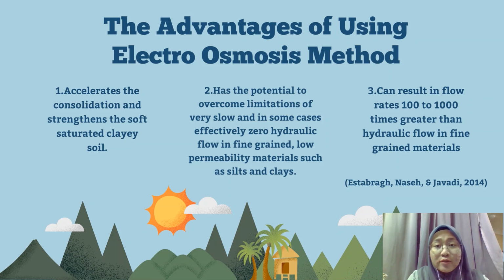The advantages of using the electroosmosis method are, first, it can accelerate the consolidation and strengthen soft saturated clay soil. Second, it has the potential to overcome the limitation of very slow and, in some cases, effectively zero hydraulic flow in fine-grained, low permeability materials such as silt and clays. And third, it can result in a flow rate 100 to 1000 times greater than hydraulic flow in fine-grained materials.